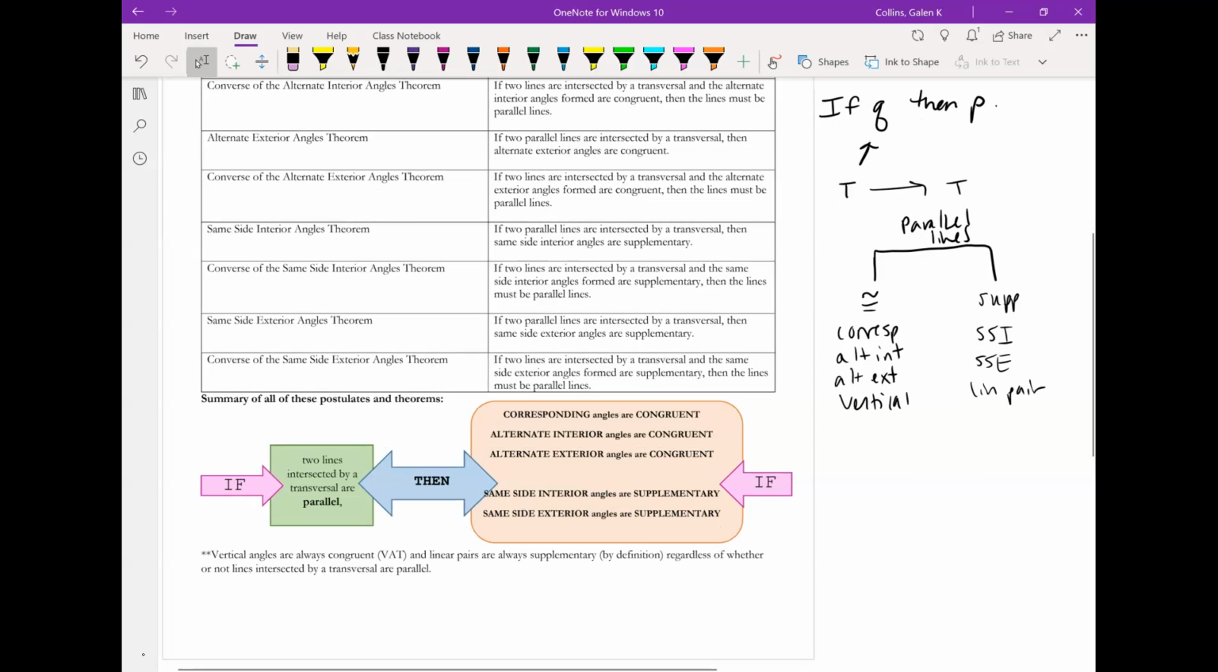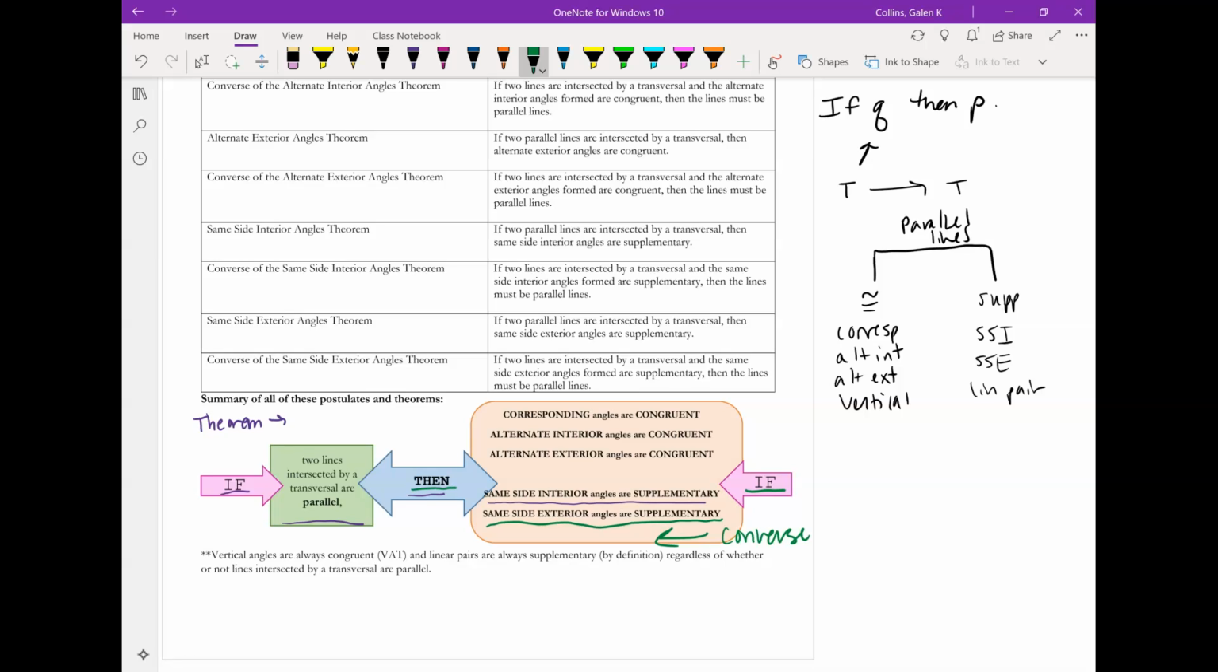So kind of a summary at the end, if you read it from left to right, you're reading the theorem. So from left to right is each theorem. So for example, I would read if two lines intersected by a transversal are parallel, then, I'm going to pick one, same side interior angles are supplementary. However, if you read it from right to left, you're reading the converse. So if same side exterior angles are supplementary, then it must be true that the two lines intersected by the transversal are parallel.